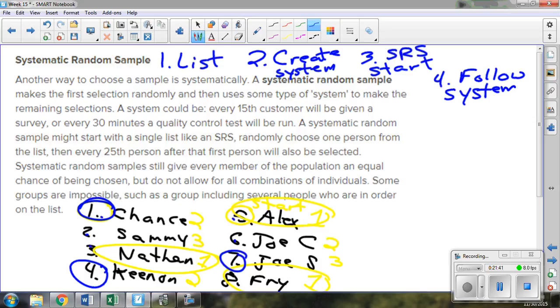You are not allowed to change the system midstream. You're not allowed to alter it in any way. You have to describe the system and follow the system. If you try to change it at all, you are introducing bias into the sample, and we can't trust the results anymore. If you switch the system halfway through, you're lying to the reader. You can't do it. It's not allowed. You have to follow the system.